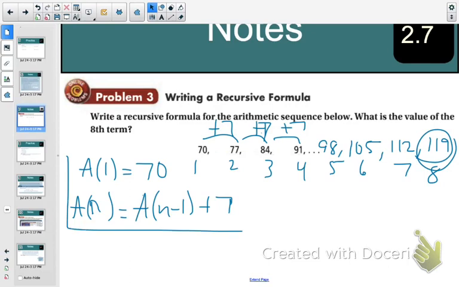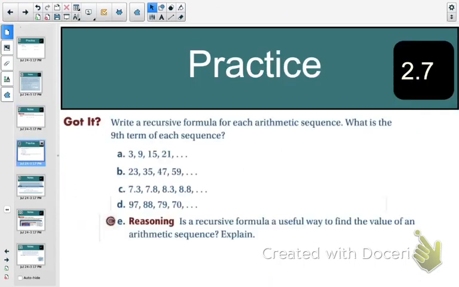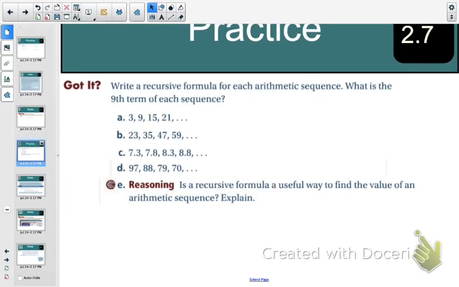And this would be the recursive definition. You're really just filling in 2 things: the first term, and what the common difference is. The rest of it stays the same in basically all of these arithmetic problems. Try to find the recursive formula for each of these, and then find the 9th term. Go ahead and try that.